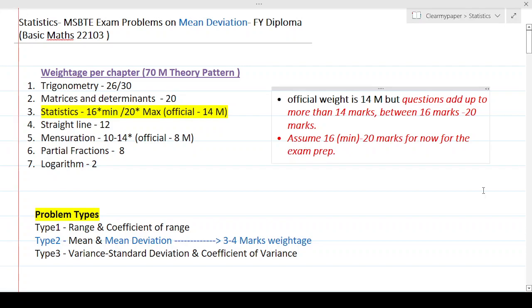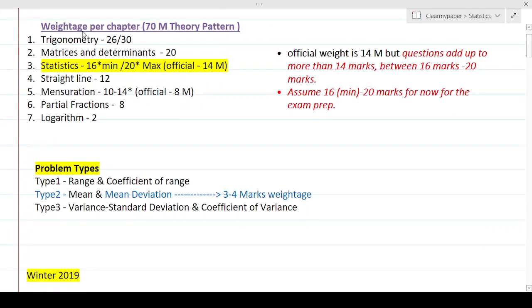All right, let's solve some examination problems from the MSBTE paper on mean deviation. We have just learned the concepts of what is mean deviation. Let's solve some problems. And a quick reminder, the overall statistics weightage is going to be for 16 marks minimum. And we are talking about type 2.